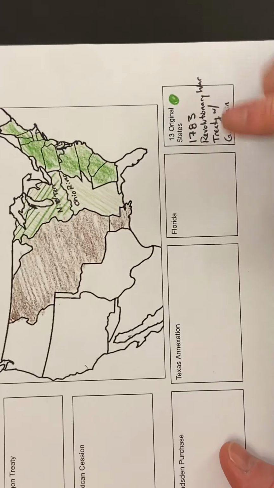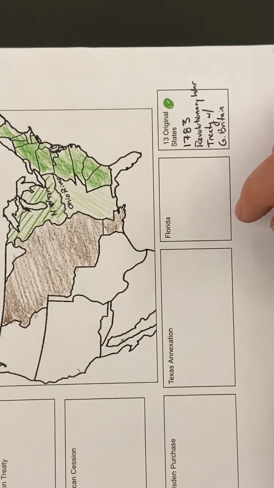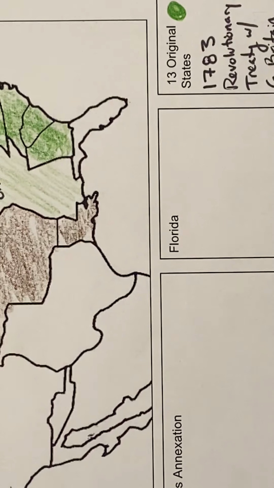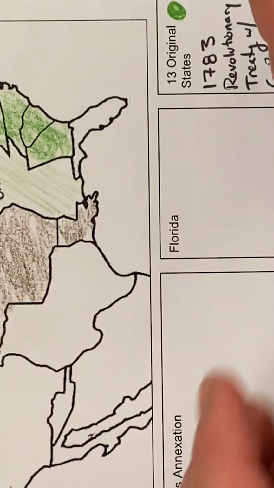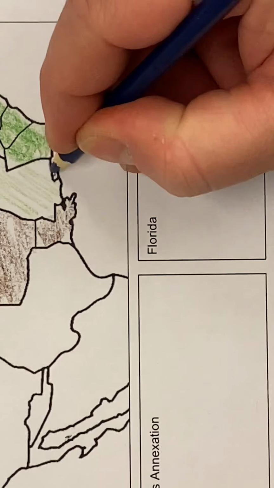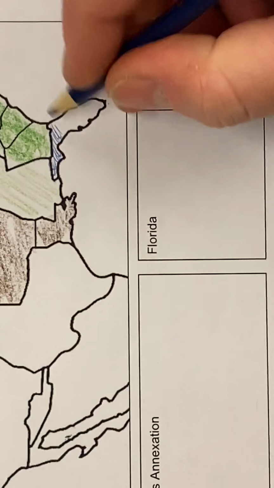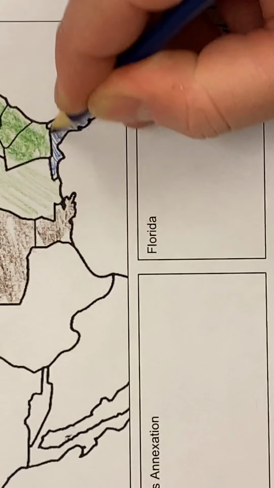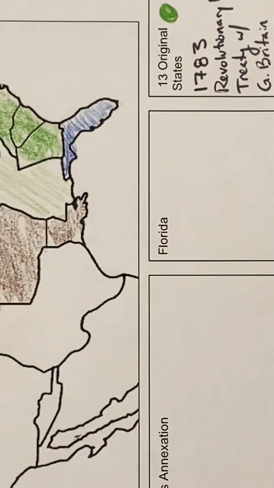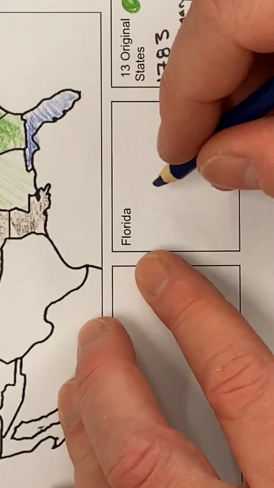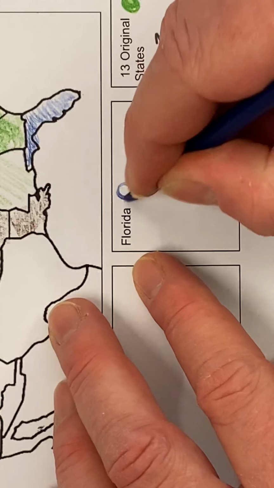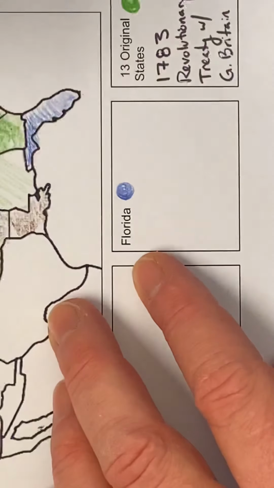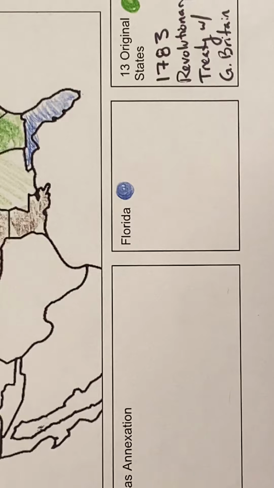Well, time to do Florida. I'm going to use the color purple for Florida. That's blue, but we'll pretend it's purple. And I'm using a very small map, so this won't take me very long. There's the panhandle. Then I'm going to go down here and use the same color for my key. And then it's time for me to write my notes.